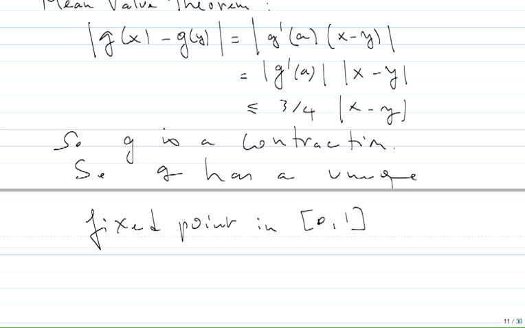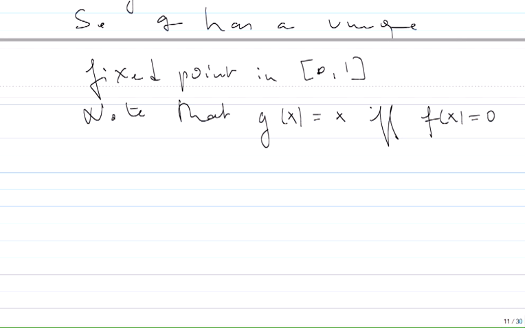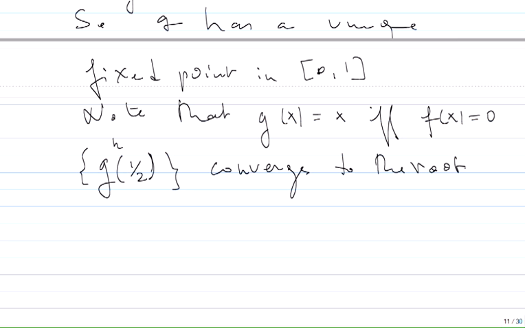Great. Note that g of x equals x if and only if f of x equals 0. So this root of f of x that we talked about, the unique root, can now be approximated by using the previous theorem as the iterates of any point between 0 and 1. So in particular, the iterates of g at 1/2 converge to the root of f of x equal 0, the one that we're looking for.